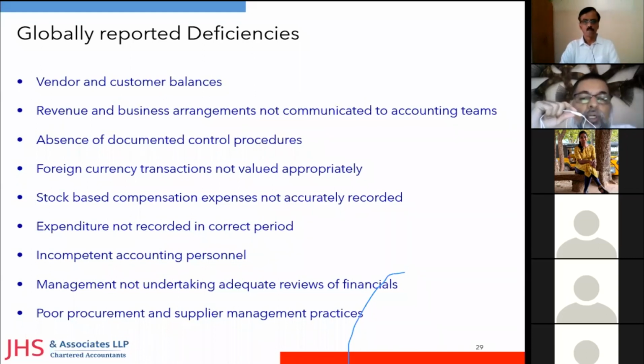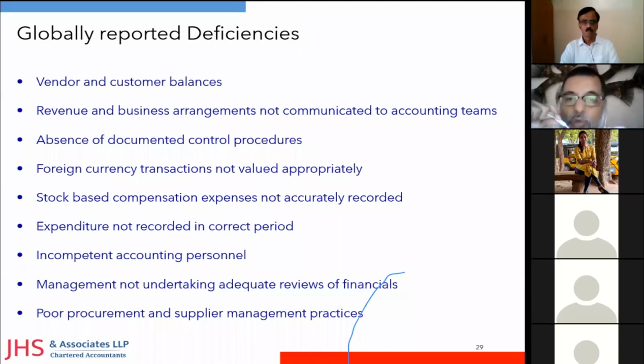Management not undertaking adequate review of financials. This is a very common thing which auditors identify. The chair of the audit committee will rely on the CFO. CFO will rely on the head of accounts. Head of accounts will rely on two of his deputies. And if someone has missed out something, the second layer will not pick it up. And it just goes as a chain of trust. And then the auditors pick up and they start qualifying.